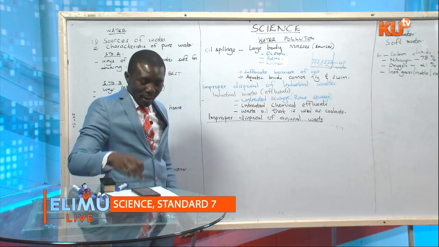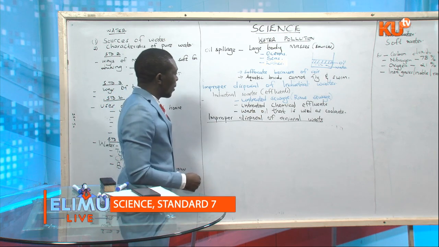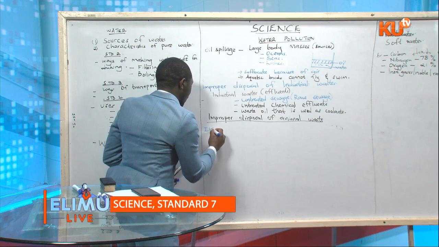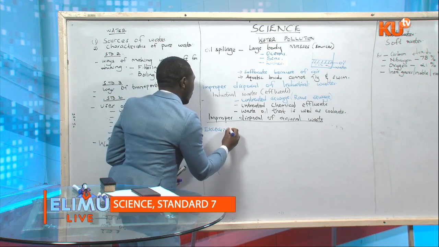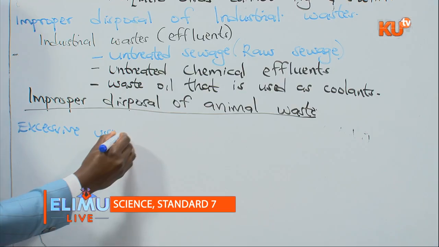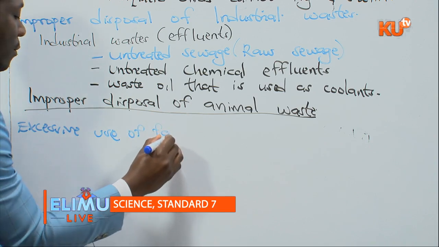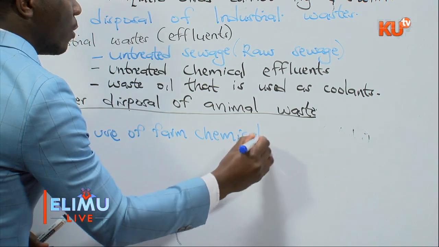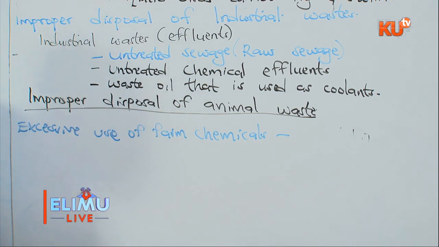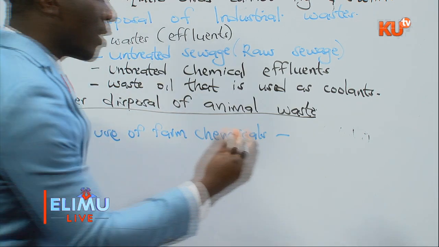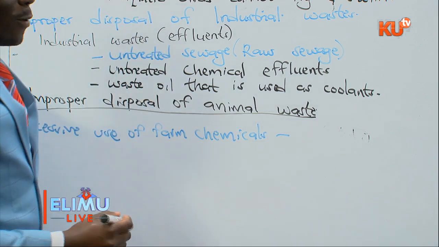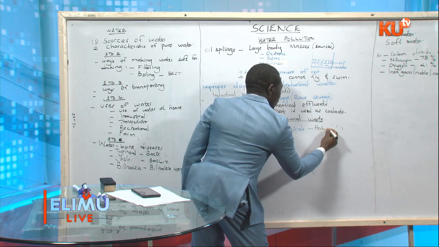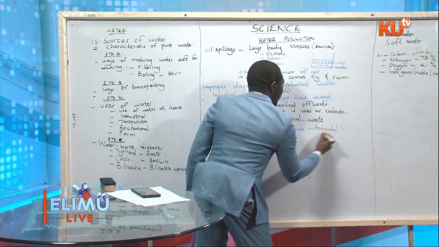And then the last one, I have got excess use of farm chemicals. When we talk about farm chemicals, these are chemicals that we use at home. We have got those chemicals that are used to control weeds. We call them herbicides. They are farm chemicals. We are not supposed to use them in excess.